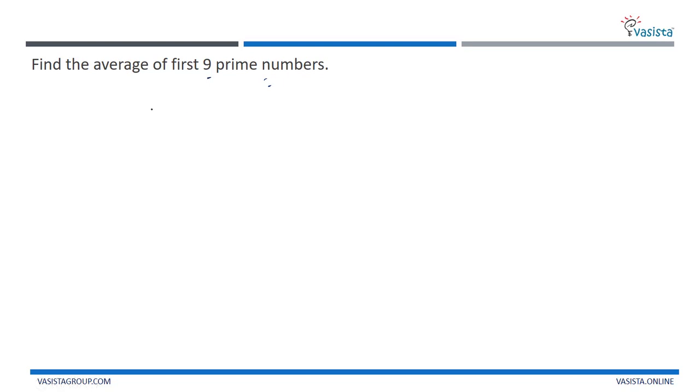So do we know what exactly a prime number is? Prime numbers are the numbers which are divisible only by 1 and itself, right? So those kind of numbers. So 1 is not a prime number, right? So we need to find the first 9 prime numbers. Let us start working on it.